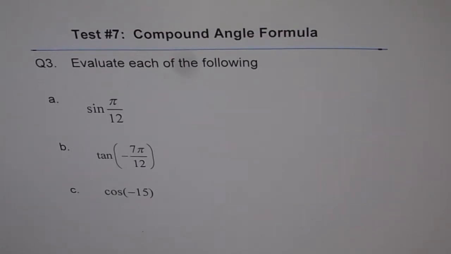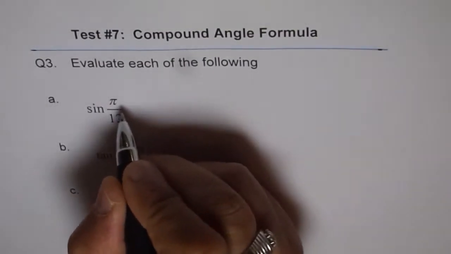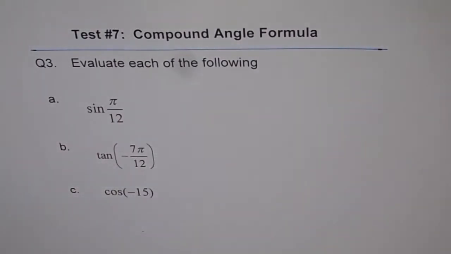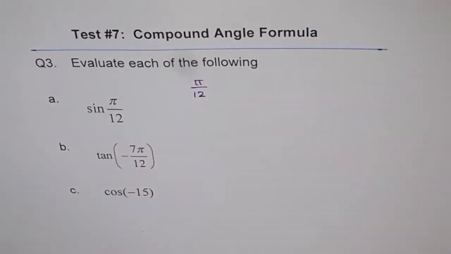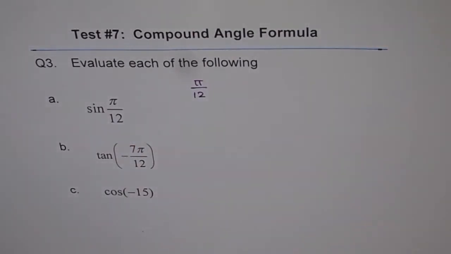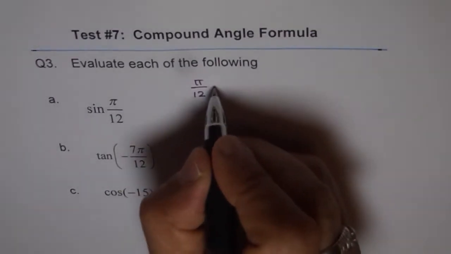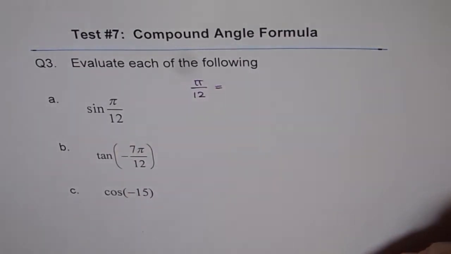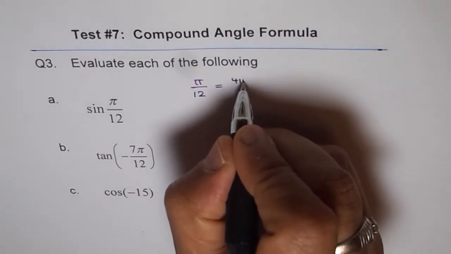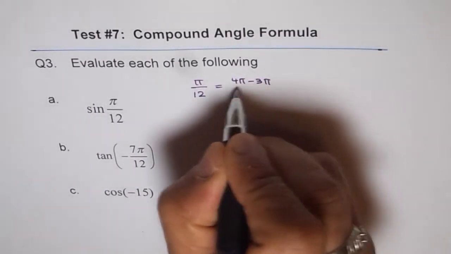Sine pi by 12. What I found is that students sometimes find it very difficult to relate with pi, and therefore when there's a fraction like pi by 12, it becomes very difficult for them. I'll show you some easy ways of writing it. So pi by 12 could be written as 4 minus 3 is 1, right? So it could be written as 4 pi minus 3 pi over 12.